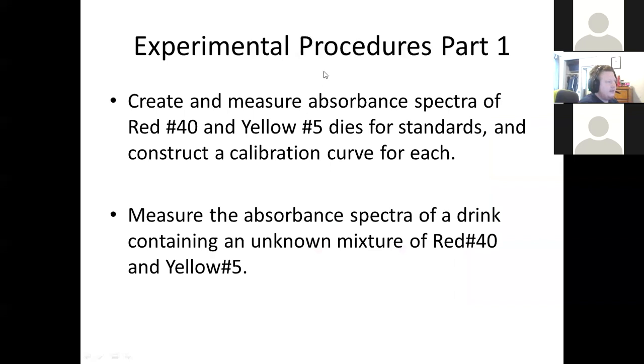And let me note some of the things that I want you guys to think about as you start to do this. So what you're doing for part one of the experiment is you would create and measure the absorbance of two different dye molecules, red 40 and yellow 5. So you're going to make standards of those. Well, it was done for you, obviously. And then you would construct a calibration curve for each one of these.